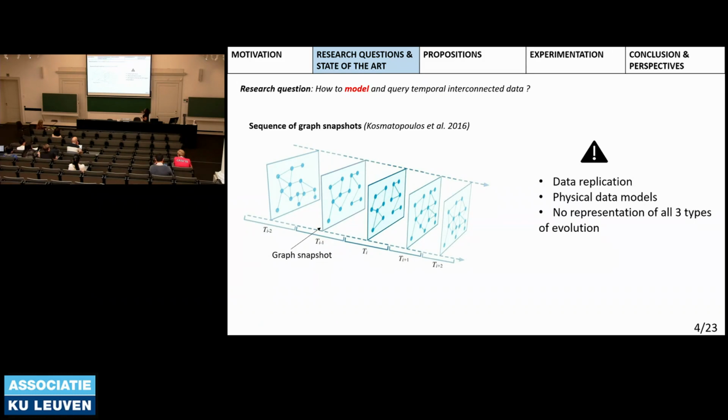However, this classic modeling approach has several limits. First, it replicates data that do not change over time in the graph. So it does not capture in an optimal way the changes in graph data. So it is not a scalable solution. Second, the data models based on this modeling approach are physical, so they lack a conceptual view to meet the needs of designers and developers. And finally, this classic modeling approach does not capture the three types of evolution we mentioned before, so they do not provide a unified framework for designers and developers.